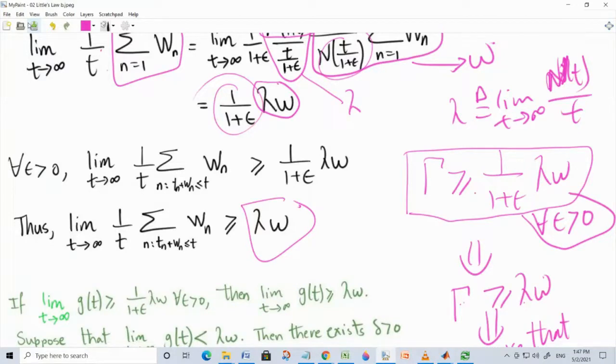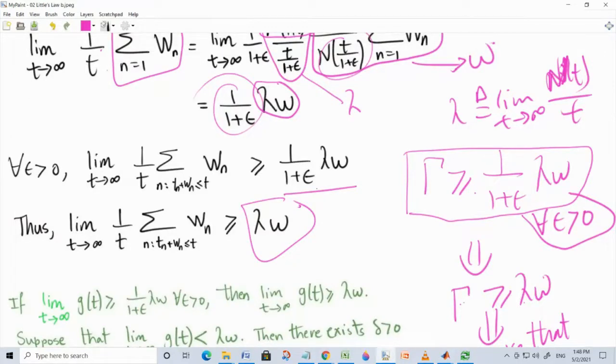Right, so we have an upper bound going to lambda w. We have a lower bound going to 0.9 lambda w. So perhaps the quantity of interest converges to 0.95 lambda w. That's exactly the point: if this 1 over 1 plus epsilon is less than 1, it will ruin the sandwich theorem for us. But the good news is that this lower bound is true for every positive epsilon.